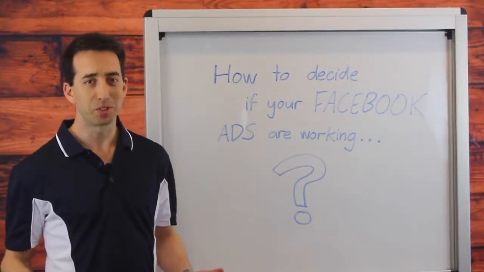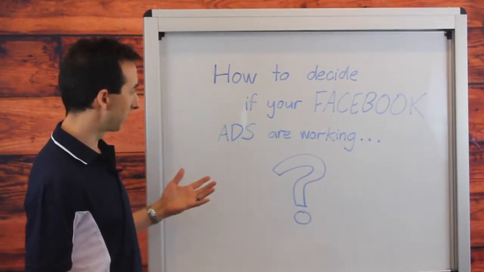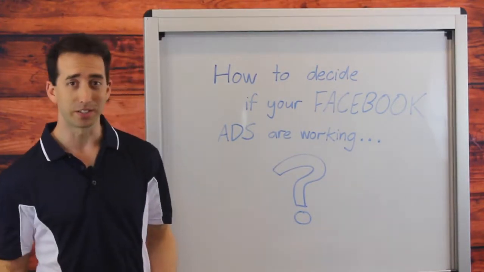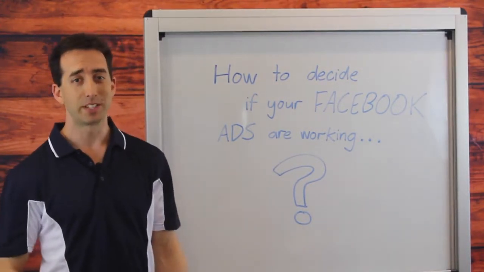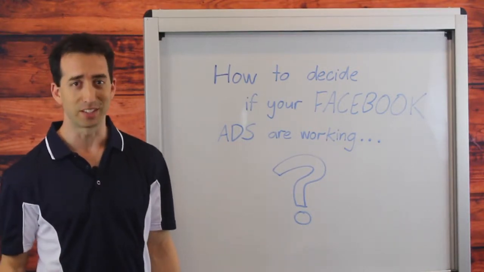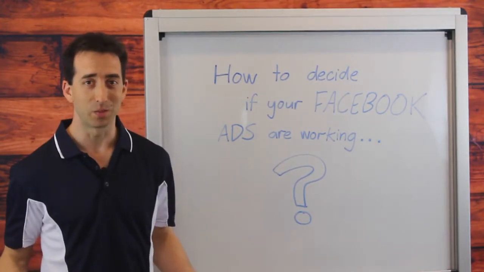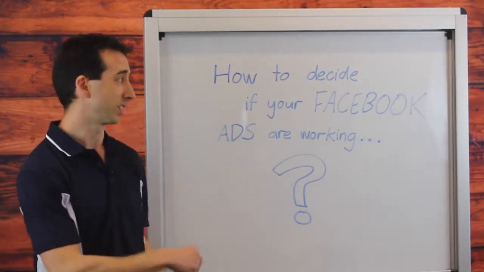Have you ever run a Facebook ad campaign and then tried to work out and decide whether or not the campaign worked, or whether it's working whilst it's still running? Because it's a really important question, because even when you have professionals running this for you, some ads will work and some ads won't. So how do you work out what's working and what's not? And that's what this video is all about.